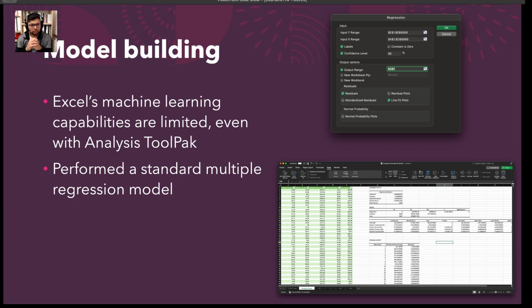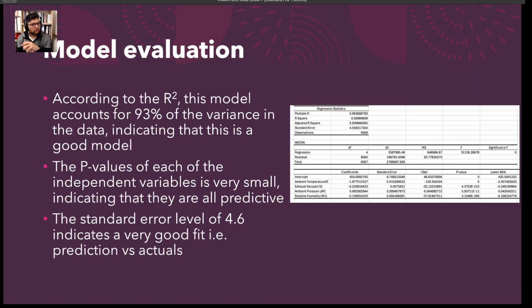Given that the tooling within Excel is rather limited, I went for a standard multiple regression model. As you can see, the parameters I selected on the top right and the output on the bottom right. Fairly straightforward, nothing particularly onerous or egregious there. So what we have is a multiple regression model where the R square accounted for 93% of the variance within the data set, which I believe is fairly good, which indicates that the model is fairly predictive in that sense.